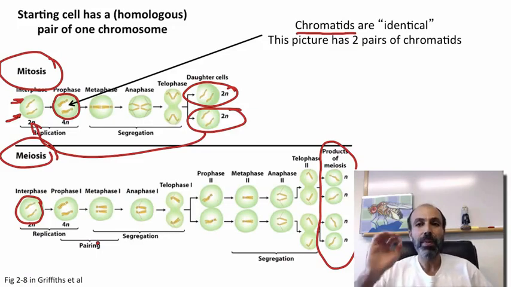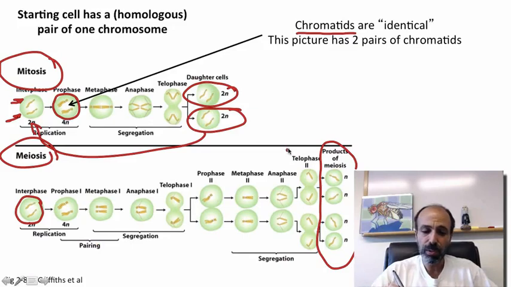Now this is an important part. Meiosis is fundamental to understanding inheritance. So this is what we're going to focus on for most of the rest of the lecture.